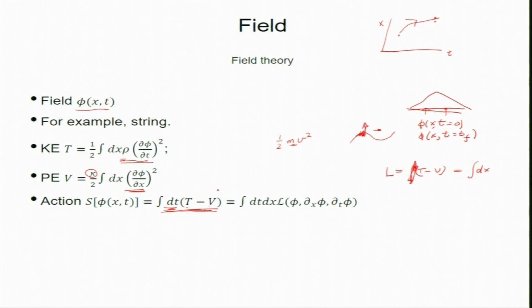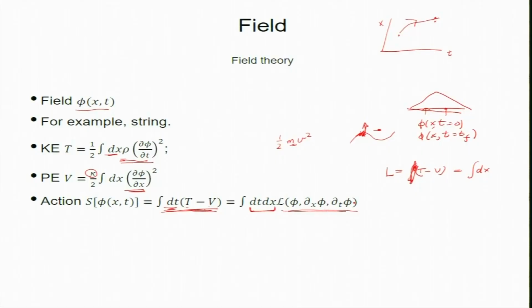Now, t and v are functions of x, and we integrate; t is the integral dx. So you see that dt dx will come. For a particle we only have the integral dt, but here we have dt dx and some function of phi, partial of phi with x, d phi by dx and d phi by dt. These are the three independent variables: phi, partial x phi, partial t phi.